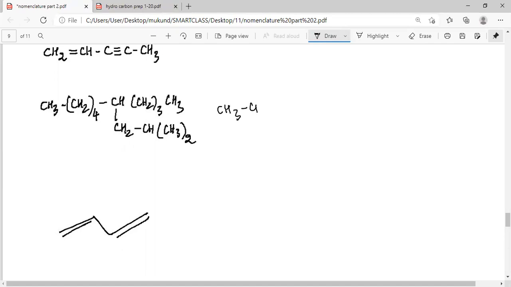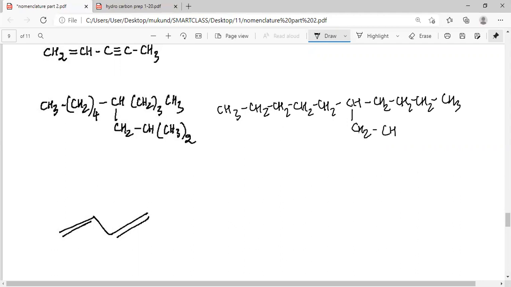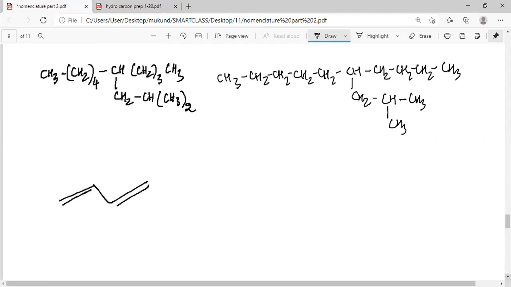So let us write this compound. It's CH3, then we have 4 times CH2. Then again we have CH. Then we have 3 times CH2. Then we have CH3 there. Then again we have this CH. Here we have CH2. Then we have CH. And we have 2 times CH3. This is what it is. So this is the exact structure of this compound. We'll name it. No need to worry about.